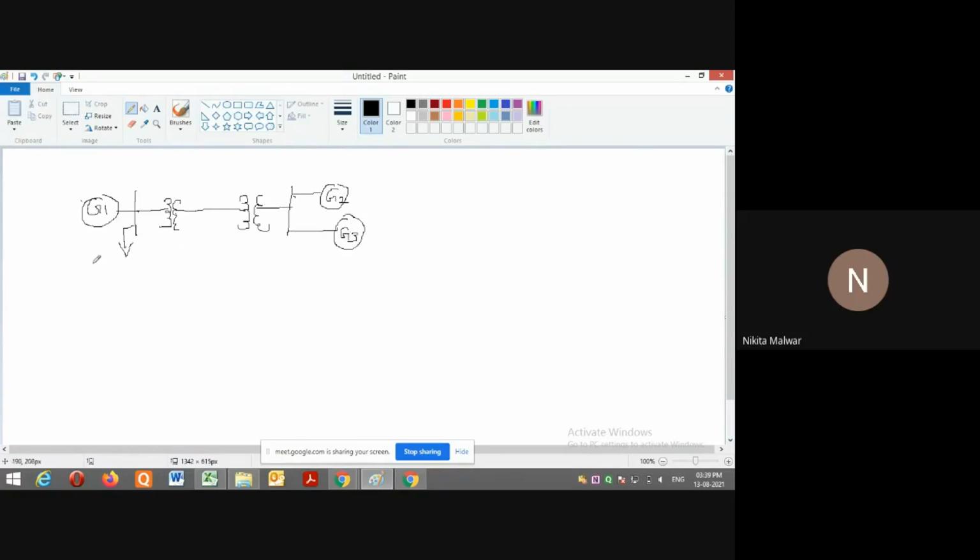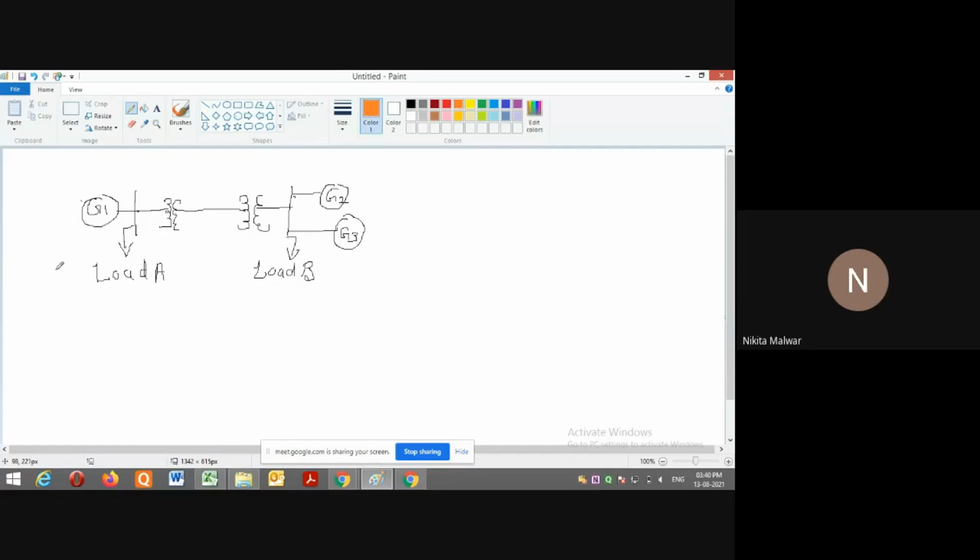Now the new thing is, here load is connected. So here it is a load A, and here load B. Now what we have to do?